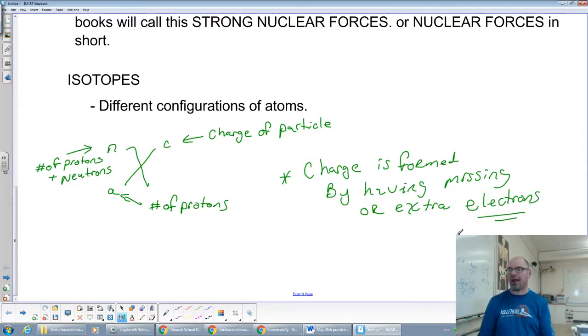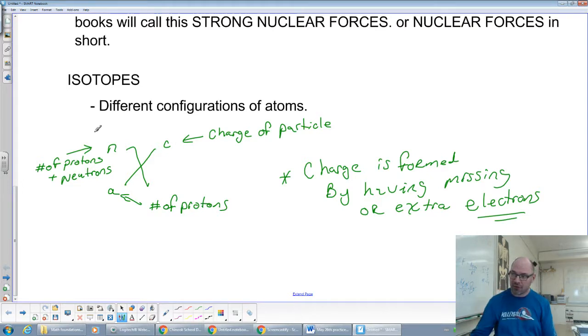Okay, so missing or extra electrons are forming the charge. Otherwise, if you have a completely neutral atom, protons and electrons will be the same. If you have an ion, you're going to have missing electrons if it's positively charged, and extra electrons if it's negatively charged.